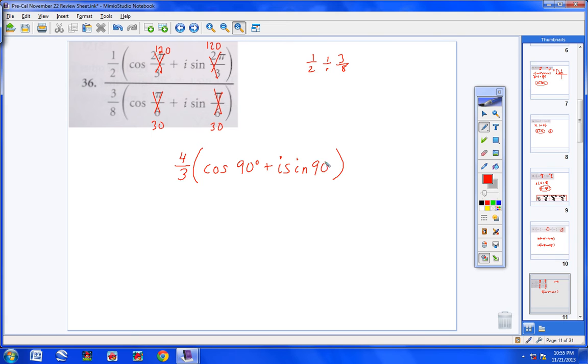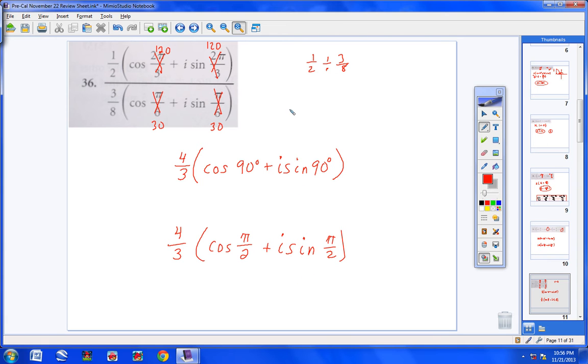If the original problem was written in radians, you really should write your final answer in radians. So 90 degrees would be cosine of pi over 2 plus I sine pi over 2. All right, so not too bad. Okay, not too bad. Let's continue on.